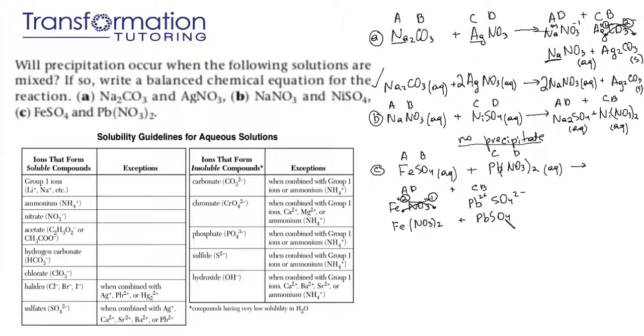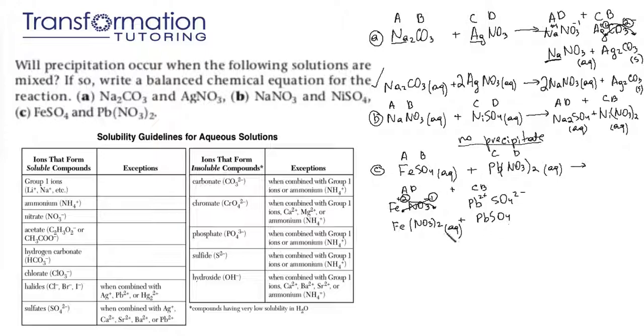Now we have the products, but we need to know, is there a precipitate? Okay, let's go ahead. Fe(NO3)2, can I see? Okay, well, NO3 I see right away. Nitrate is always soluble, no exceptions. Therefore, this is aqueous, dissolved in water.